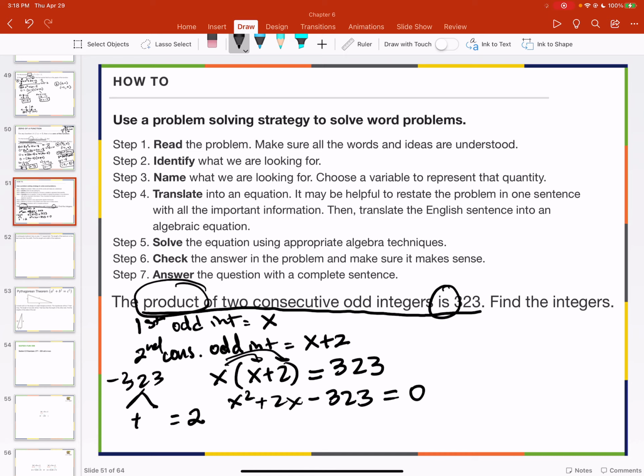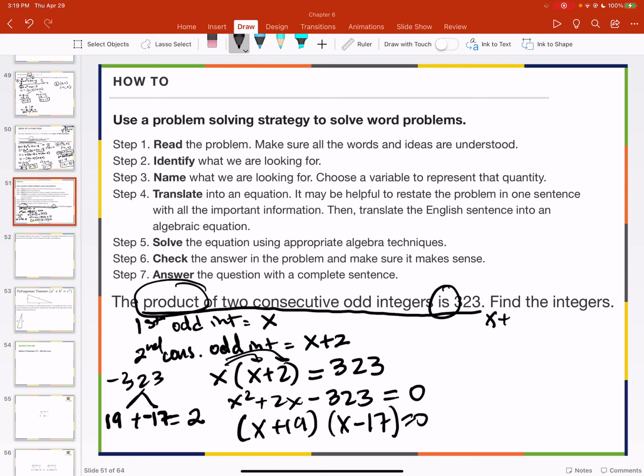Let's see, 323. Okay, 17 and 19. So 17 times 19 is equal to 323. So it has to be a positive 2. So positive 19 times a negative 17 gives me 323 in absolute value, but when combined, gives me positive 2. So then your factors are x plus 19 and x minus 17, and that's equal to 0.